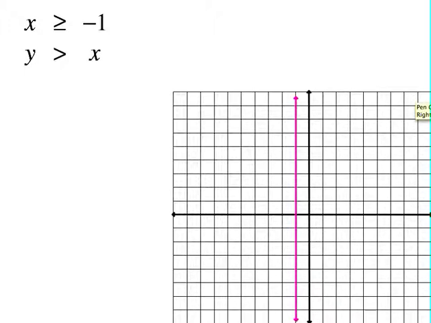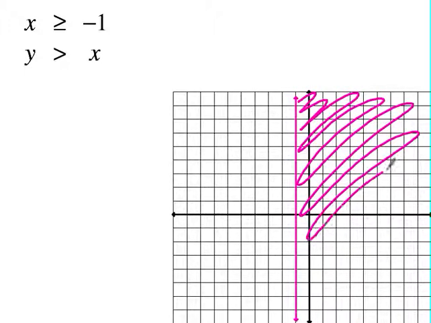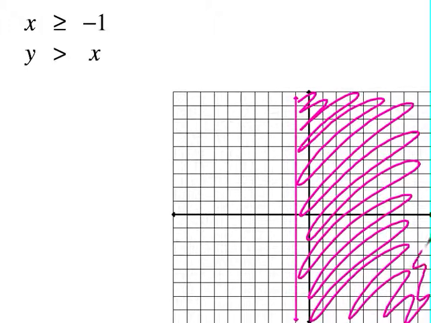Which way are we shading, folks? To the right. You're right, but why? Because 0 is greater than -1. That's a greater than sign, right? So you need to think about what values are greater than -1. Well, that'll be the right.